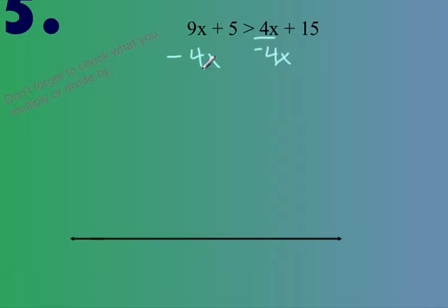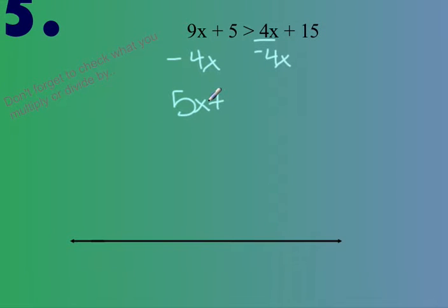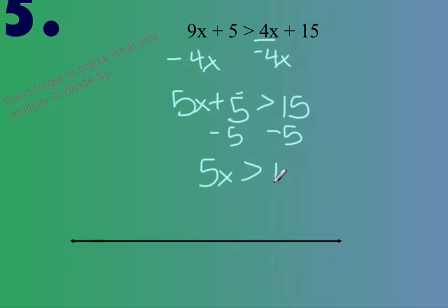So 9x minus 4x is going to give me 5x, and then I have the 5, and then that's all going to be greater than 15. So now I need to get that 5 over to the other side. So I'm going to subtract 5 from both sides, and I get that 5x is greater than 15 minus 5, which is 10. Divide both sides by 5, and then I'm going to get that x is greater than 10 divided by 5, which is 2.